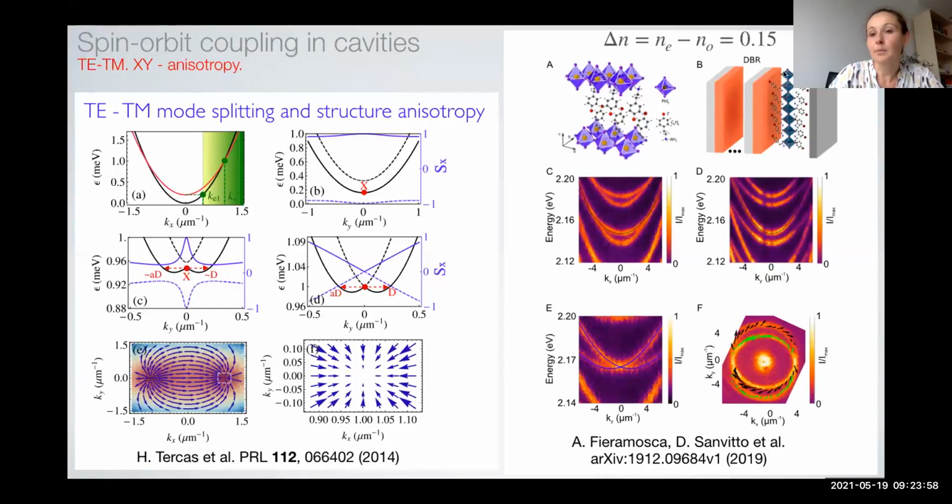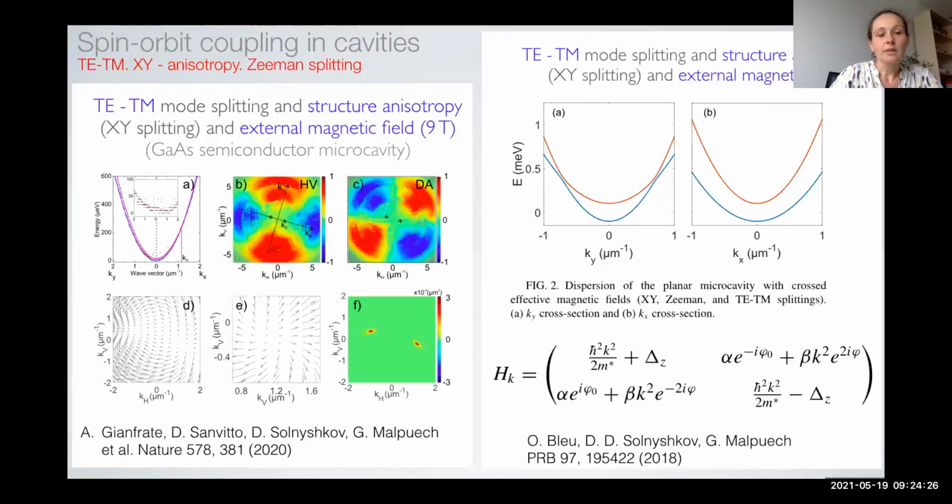For example, perovskites in the cavity, and the perovskite is characterized by ordinary and extraordinary refractive indices that differ by 0.15. So usually you can observe that these modes split, and this leads to a very interesting conical intersection of the modes. The next building block will be to add additional Zeeman splitting for the excitons.